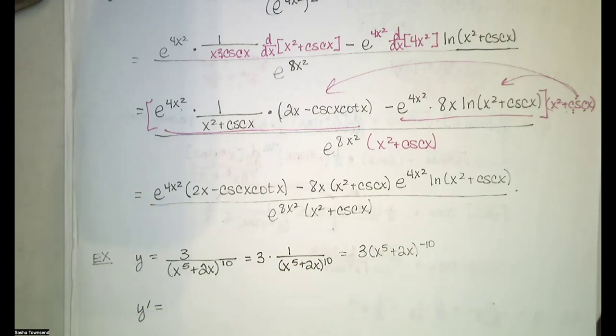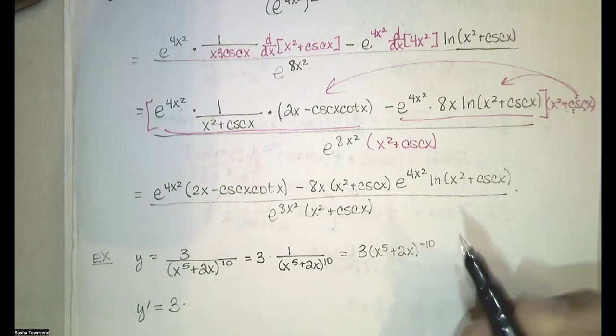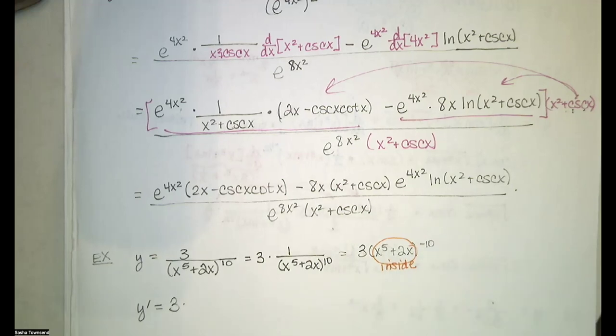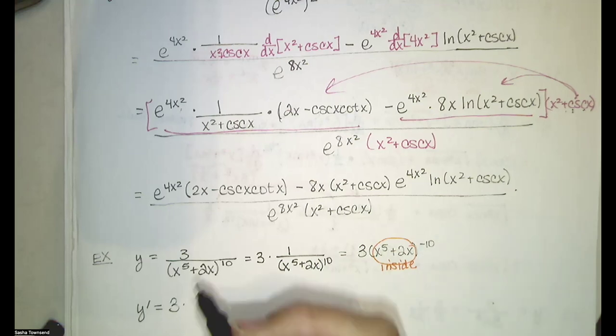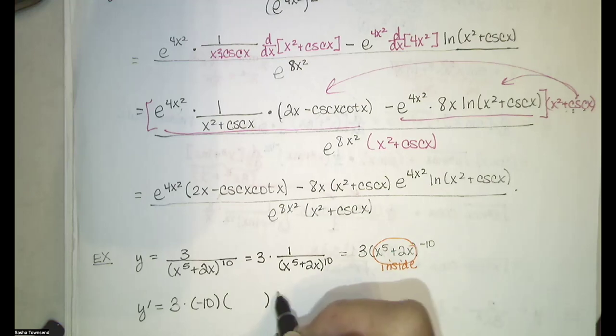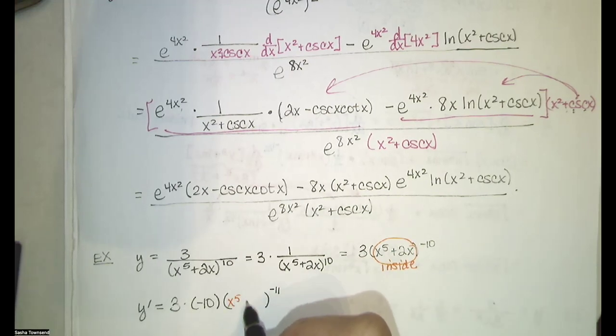So I've got a constant times a function. So the derivative is a constant times the derivative of the function. And here's my inside function, and the outside is that power function with the negative 10 in it. So the derivative of a function to the negative 10th is negative 10 times that function to the negative 10 minus 1, which is negative 11. Put your inside function back in.